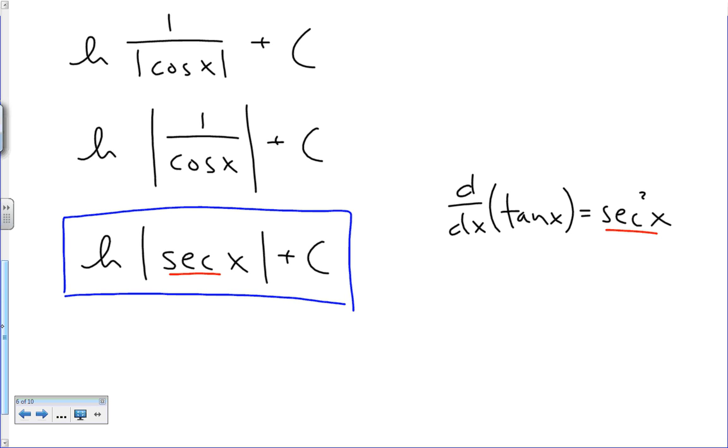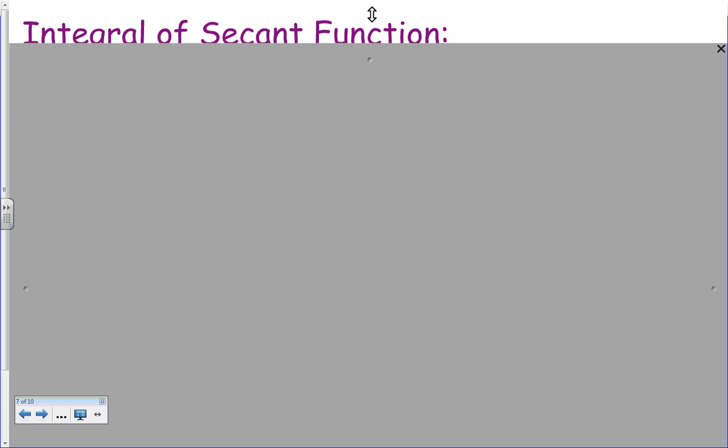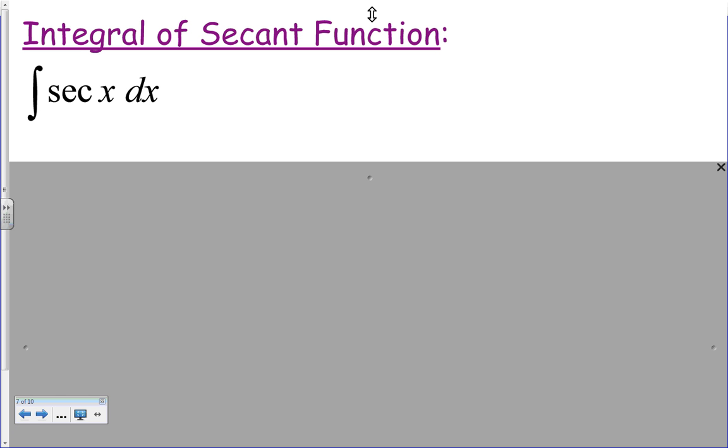So the nice thing about writing it in this form is if I can remember the derivative properties, it will help me remember the antiderivative property. So derivative of tangent is secant squared. The antiderivative is the natural log of the absolute value of secant of x plus c. Same trig function. In fact, we can do that for all of the other 4 trig functions that we have not worked with yet. You obviously already know the antiderivative of sine and cosine.